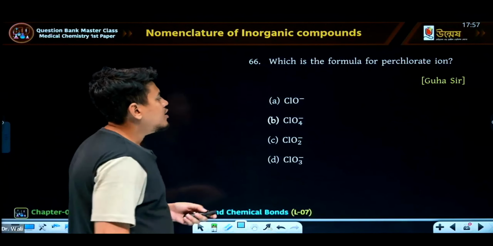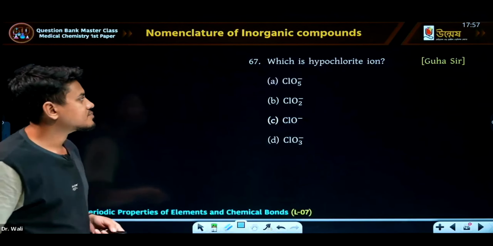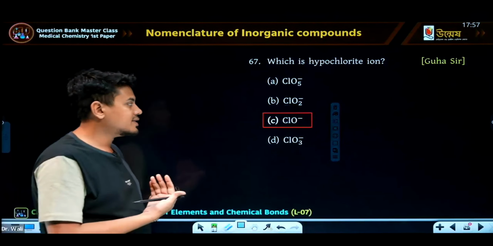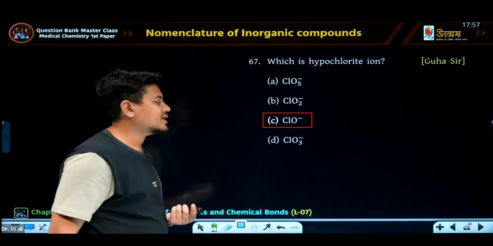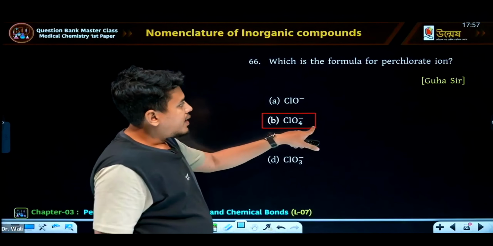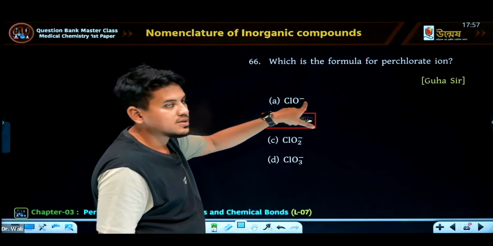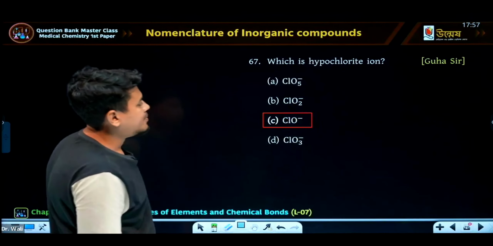Which is the formula for the perchlorate ion? For the perchlorate ion, the formula will be B, which is hypochlorite. Hypochlorite will be this one. How am I determining this? We can determine this using the oxidation state. As I can see, this one is perchlorate, this one is only chlorate, this one is chlorite, and this one is hypochlorite.